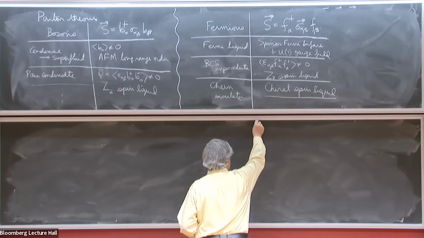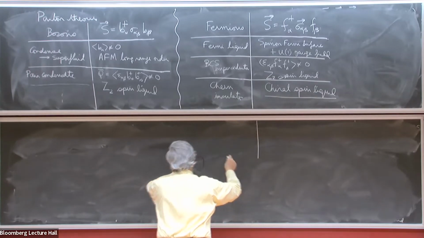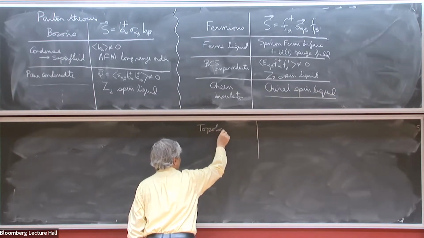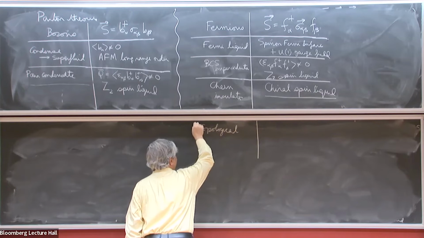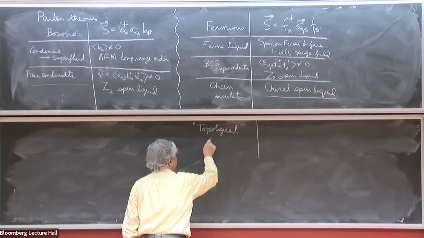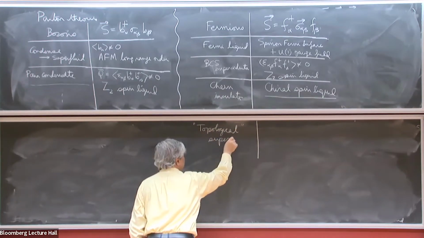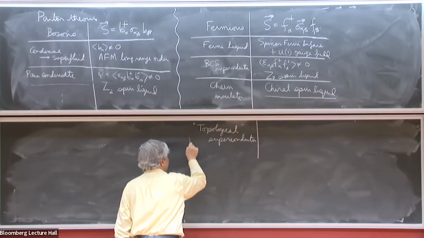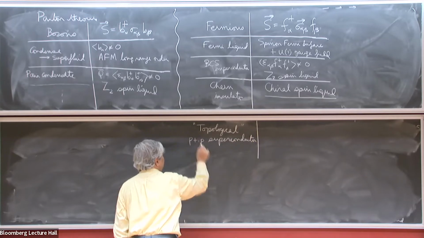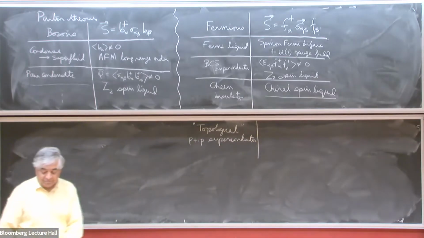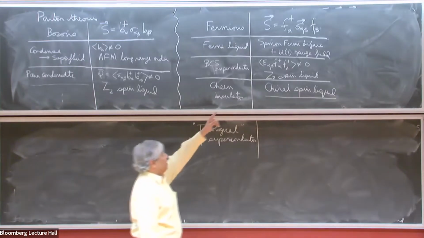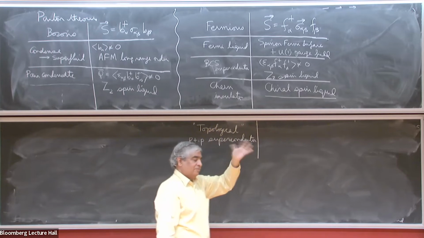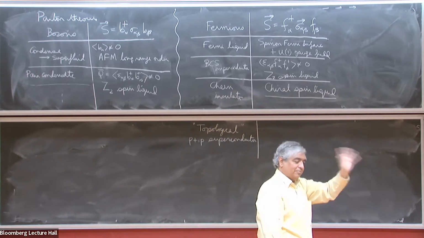So I want to add another possibility, and that's called a topological superconductor. Again, I use the word topological advisedly because it's band topology, nothing to do with anions. And it's a P plus IP superconductor. So what I mean by this is that, first of all, the fermions pair, but they pair in an odd parity state. And there's a lot of spin orbit coupling, so you can just forget about the spin index.